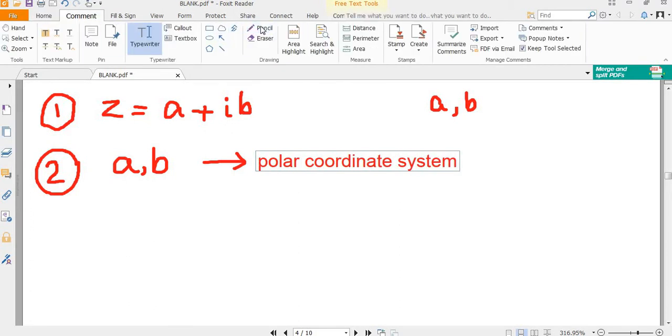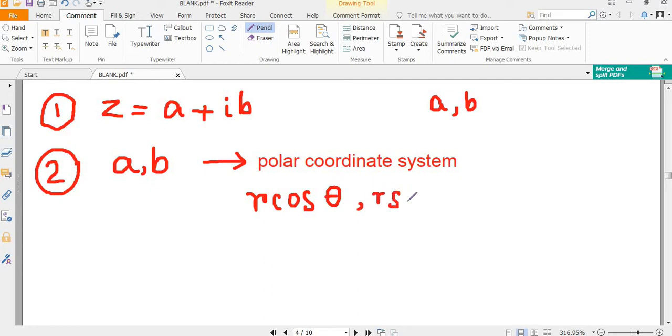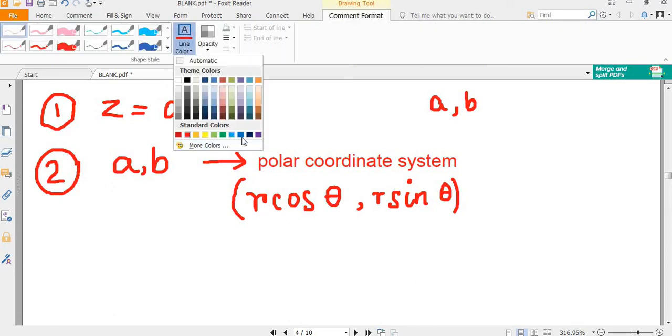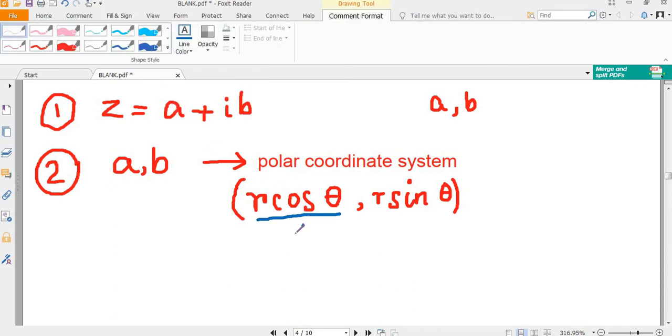Now in the video that we had covered, we had considered a unit circle, but in general, if you do not consider a unit circle, you can refer to this point as r cos theta, comma r sin theta, where r cos theta refers to the number a, and r sin theta refers to the number b.